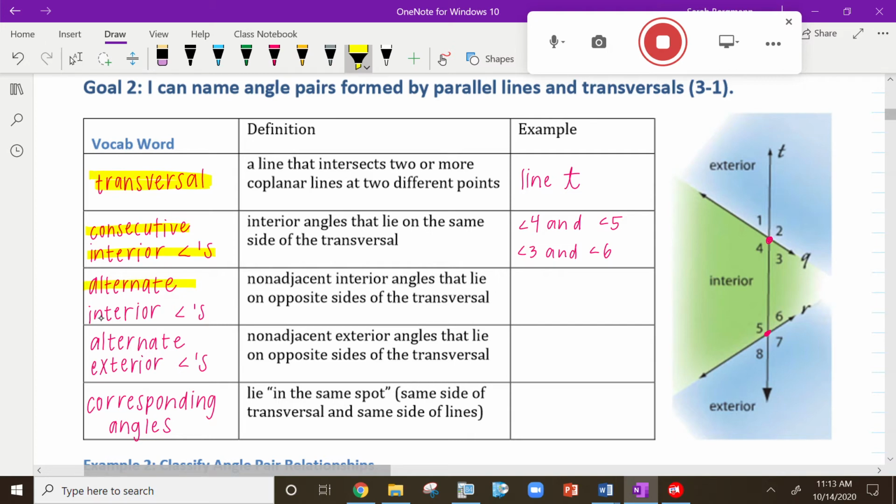Next, we have alternate interior angles. These lie on opposite sides of the transversal. So for example, angle 4 and angle 6, or angle 3 and angle 5.